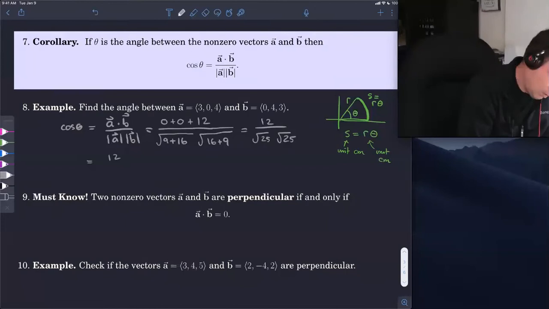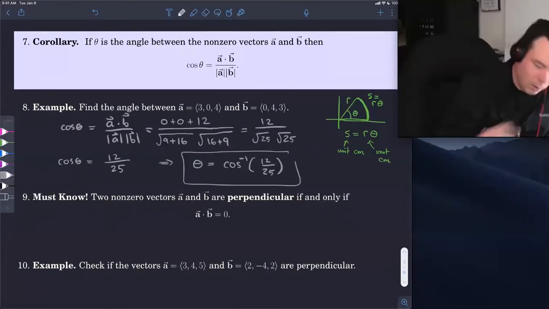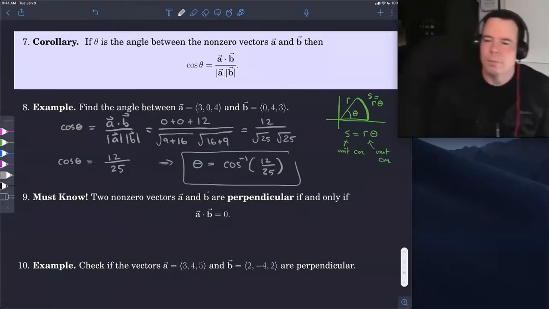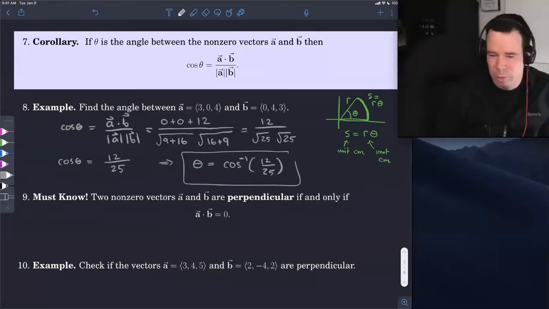So our result here is 12 over 25. That's cosine of the angle. So that means our angle is equal to arc cosine of 12 over 25. And so there is our value for our angle, which we could compute a decimal approximation with a calculator if that's what you wanted, but this is the exact answer for the angle between them, arc cosine of 12/25. So that's how we can use the dot product to compute angles.